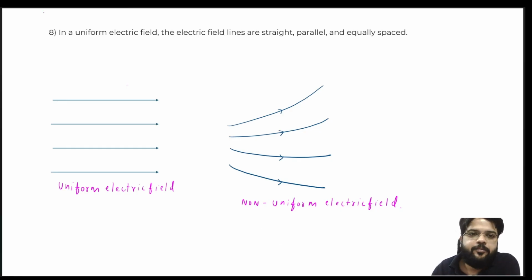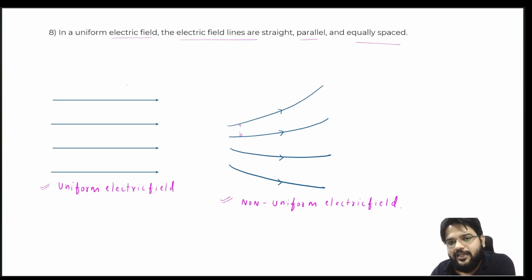Let's see the next property, everyone, property number 8. In a uniform electric field, the electric field lines are straight, parallel and equally spaced. So if we want to represent a uniform electric field, we can represent it like this. Here we are making straight lines and the separation between all the lines is equal, correct? And if you want to make a non-uniform electric field, then you can see that the space is not equal, correct? Space is varying here, and the field lines are not straight also. So a non-uniform electric field we can represent like this, and for uniform electric field lines we will make straight and parallel lines. So I hope this is clear, how we can represent a uniform electric field and a non-uniform electric field.